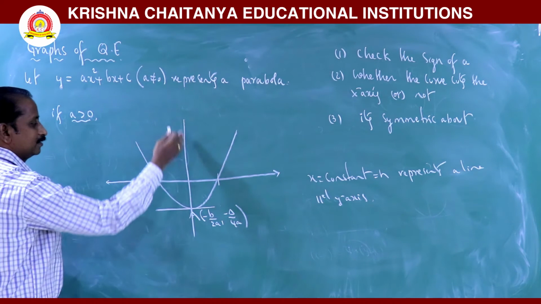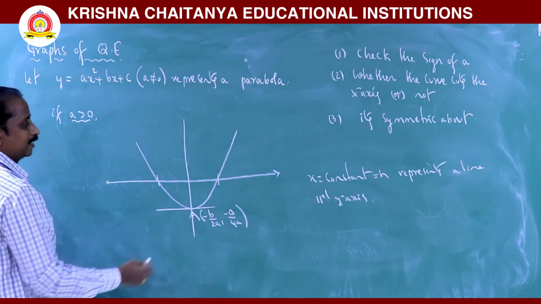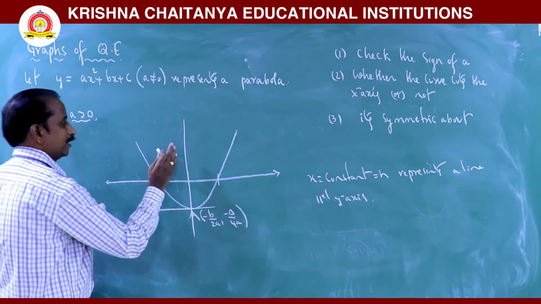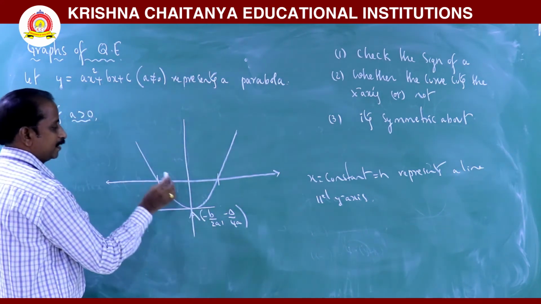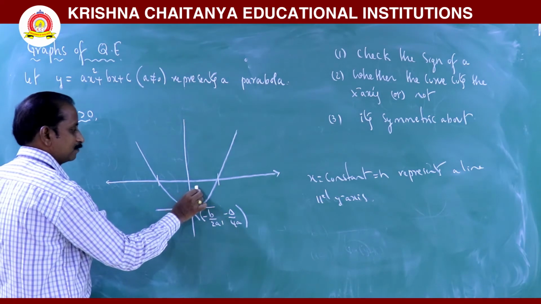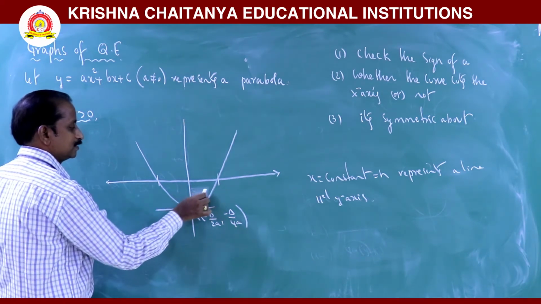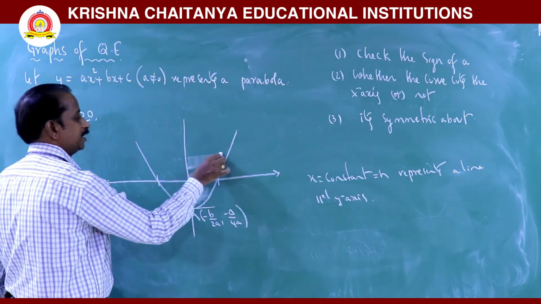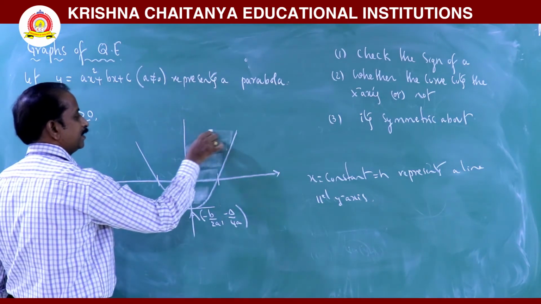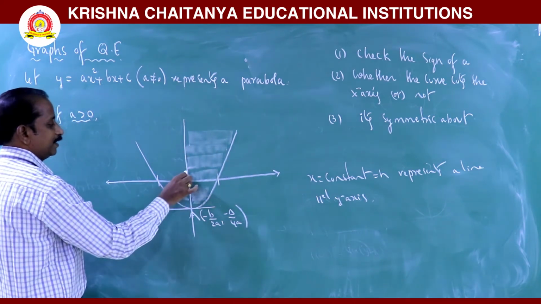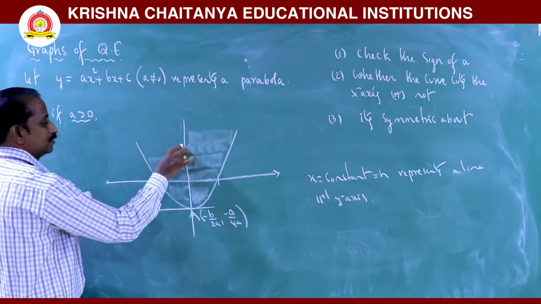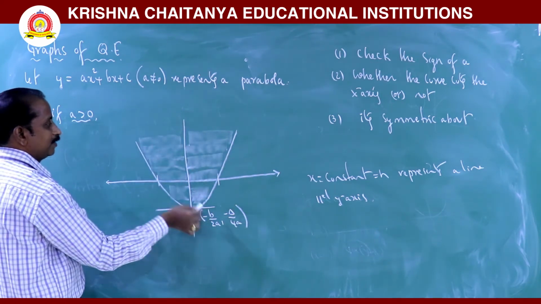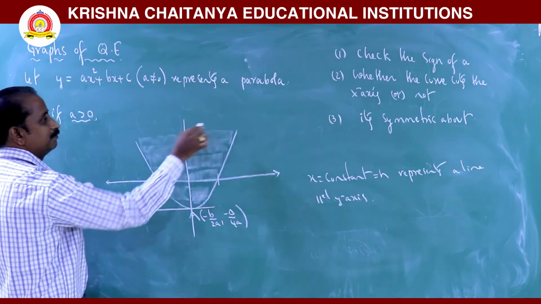So this line is clearly parallel to the y-axis. At x is equal to minus b by 2a, let us observe the graph. It is symmetric with respect to x is equal to minus b by 2a. The reason: symmetric means that with respect to this line, this shaded area and this shaded area are equal. That's why with respect to x is equal to minus b by 2a, the curve is symmetric.